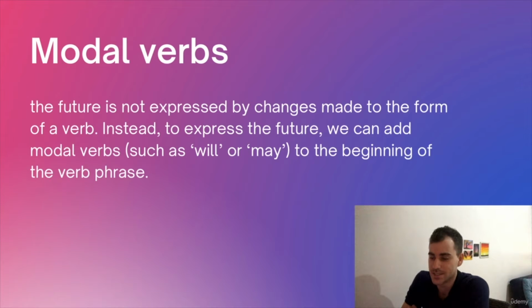The future is not expressed by changes made to the form of a verb. So with the past tense, we often add ed to the end of the verb, or we change how the verb is spelt. But with the future tense, we use the same form as the present tense. It's not changed. Instead, to express the future, we can add modal verbs such as will or may to the beginning of the verb phrase. So I would say, I will go running tomorrow. I will study next week.